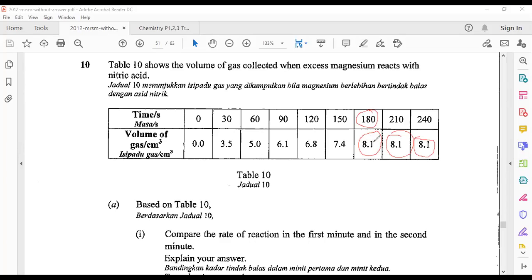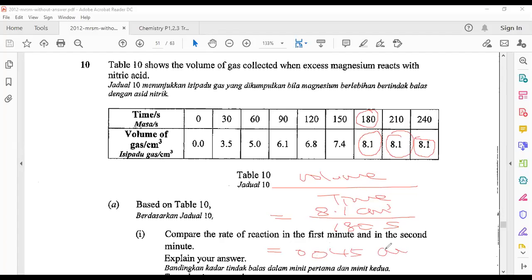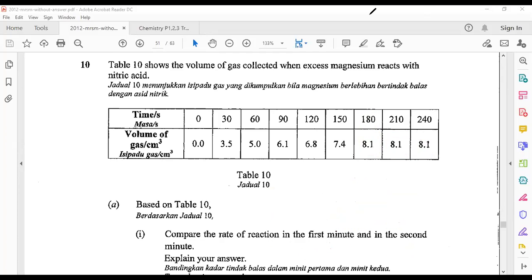Therefore, your average rate of reaction is the volume over time taken, which is 8.1 cm³ over 180 seconds. So this will be your answer, and for your final answer, I hope you get 0.045 cm³ per second. Okay, please have the unit written. No unit, no marks.